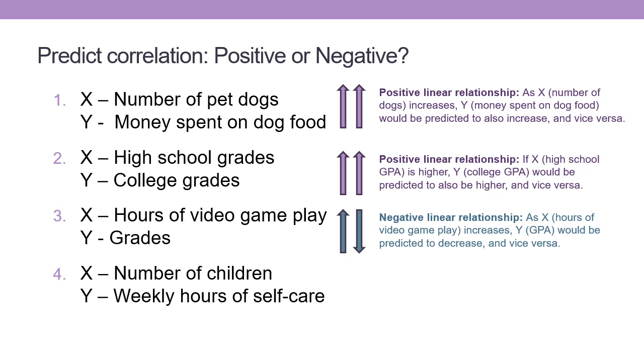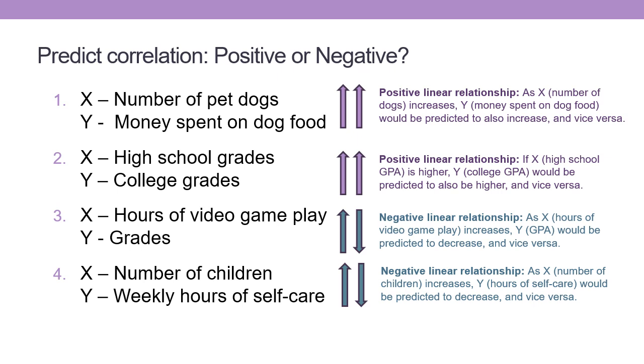And finally, 4, the number of children a person has and the weekly hours they devote to self-care, things like exercise or massage or some other things like that. I would predict that as the number of children increases, the weekly hours of self-care would decrease in a negative linear relationship. So when a person has more children, variable x, they have less time and money to devote to self-care, and vice versa. With fewer children, they have more time to devote to self-care.